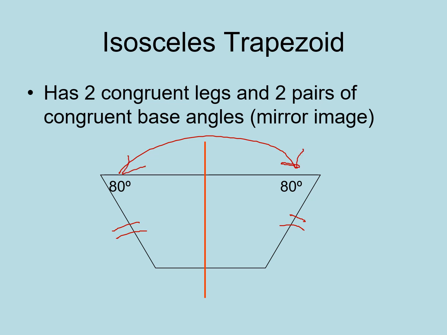Okay, what would the bottom two angles be? Okay, they'd have to make 180, right? So 100 and then the flip 100 if it's isosceles.